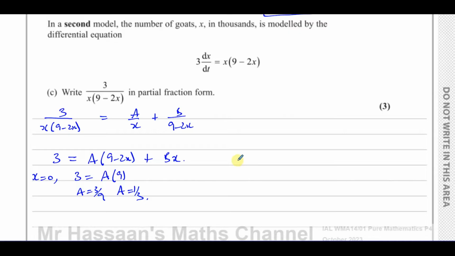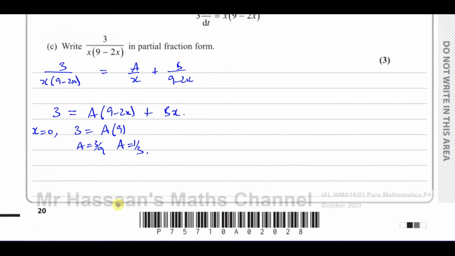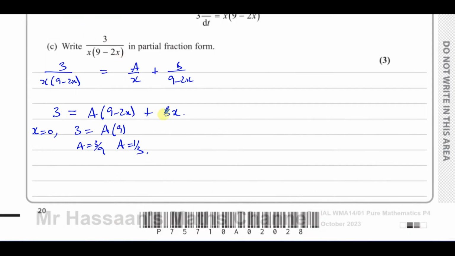We can also replace x with what makes this bracket 0. What value of x makes this bracket 0? It's going to be 9 over 2, as I mentioned. So we're trying to make this bracket 0, so the a term will go; x equals 9 over 2 will make this bracket 0.